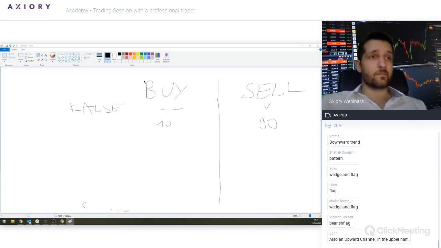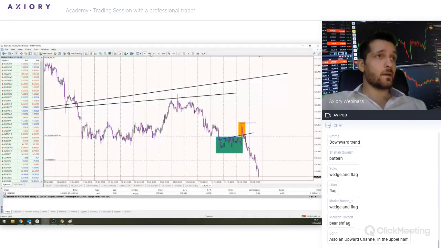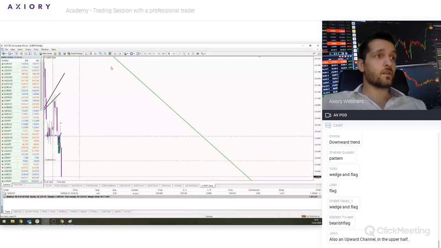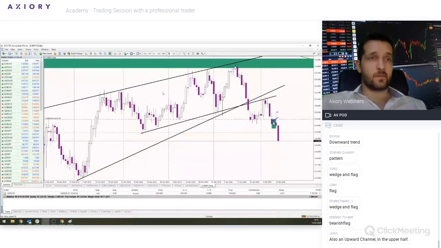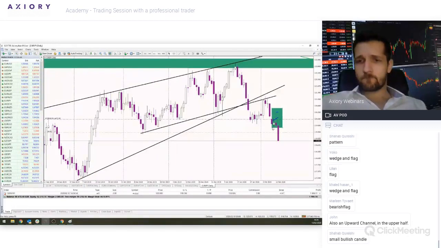About the candle, look at the daily candle from yesterday. What's this? What's this candle, guys? What's the name of this candle, my friends?